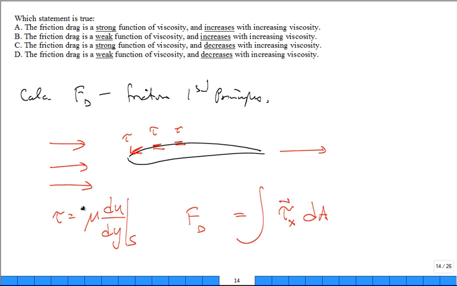Does that help? So when I'm calculating the drag due to friction, if I change the viscosity, I'm changing the shear stress at the surface. It's a strong effect. So right away, we're going to throw out the weak, no, and no. So now we're down to two answers, either A or C.